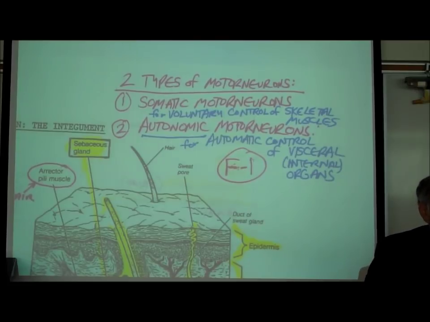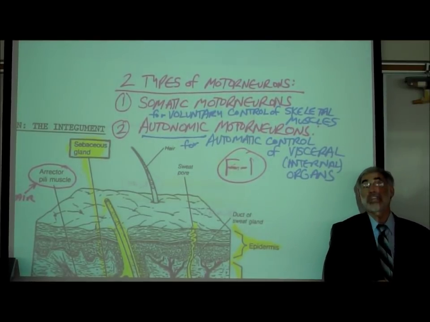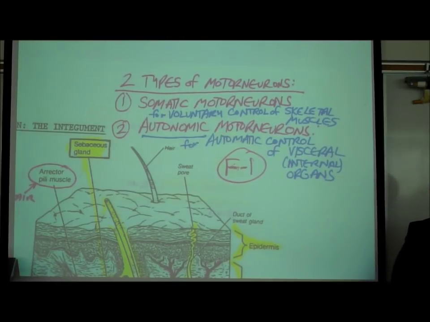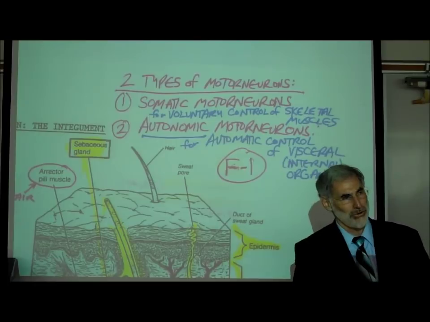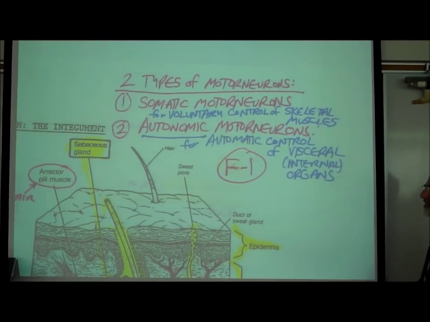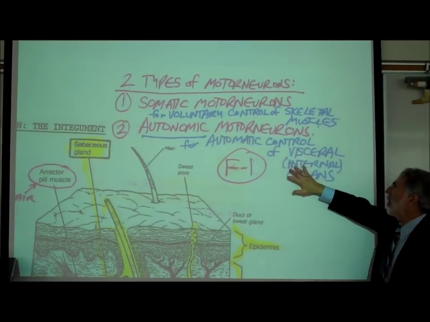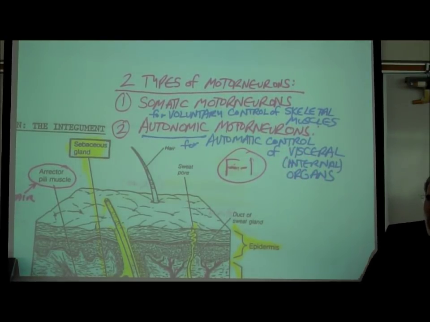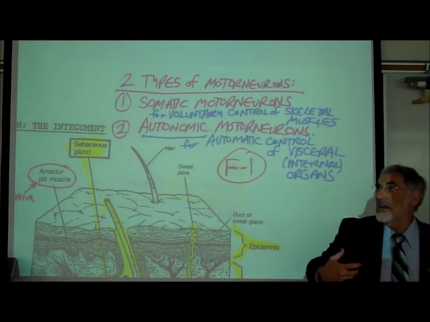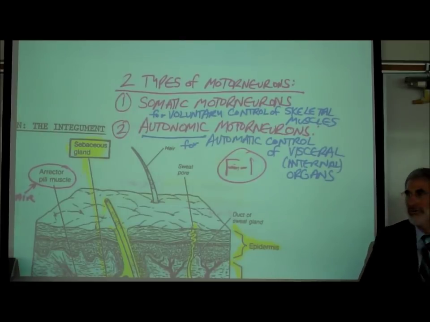The word visceral means internal. You'd say, when did we ever learn that? Page A3, parietal and visceral. Visceral means internal organ. Parietal means wall. Visceral means internal organ, page A3. So the autonomic motor neurons are for the automatic control of our internal organs. And they are controlled automatically and do not allow us to have voluntary control over them.